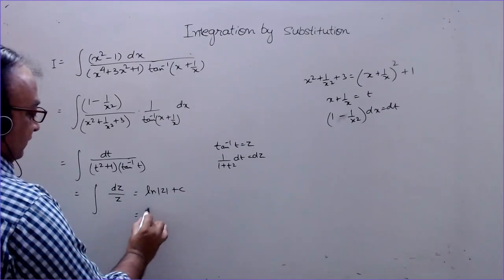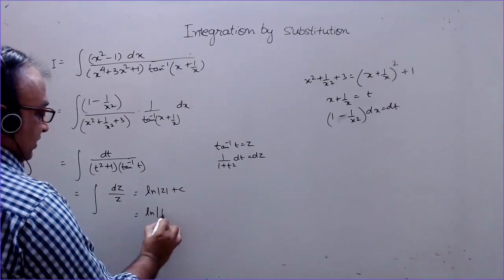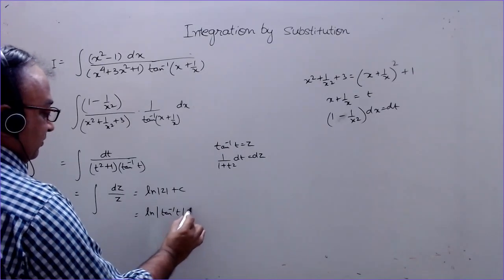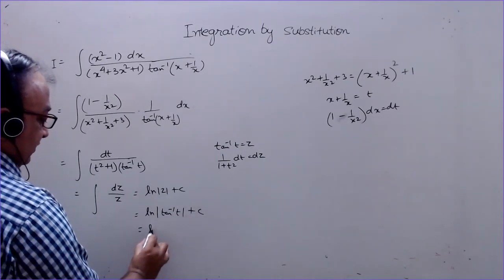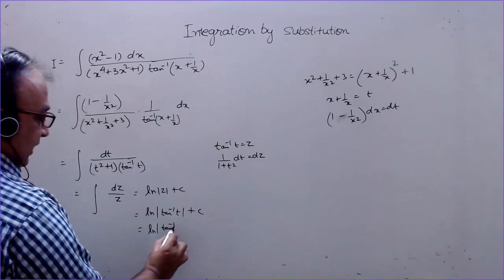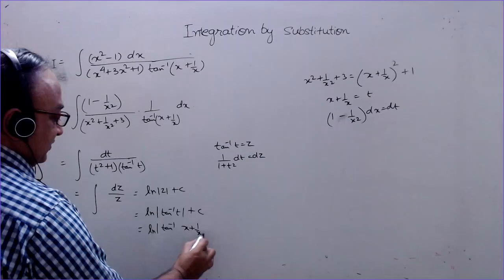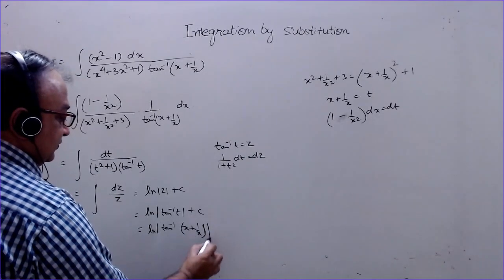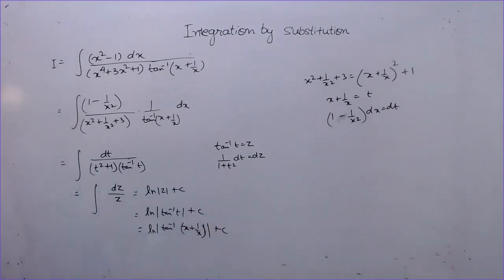So putting the value of z, log of tan inverse t plus c. Put the value of t, log of tan inverse of x plus 1 by x plus c. So this is the solution to the question. Again, you can see that it is very easy to solve the question. Let us move on to the next question now.